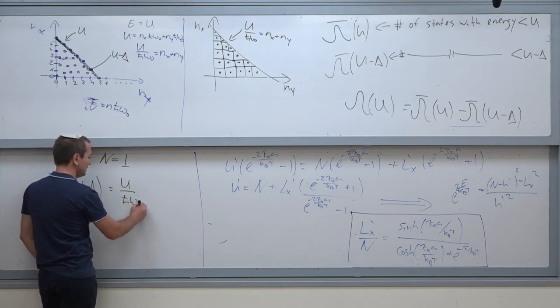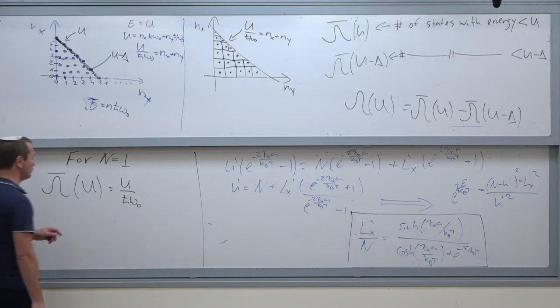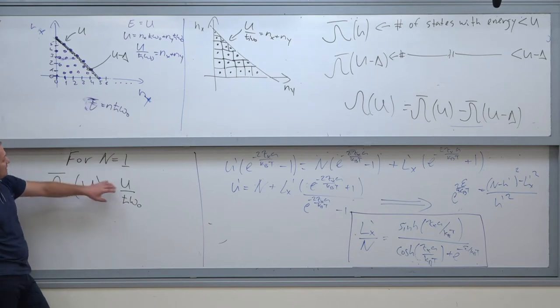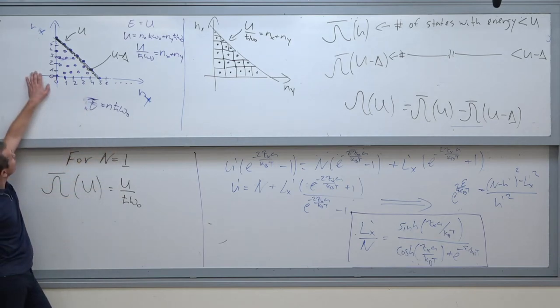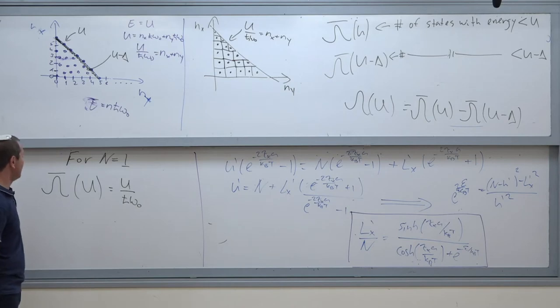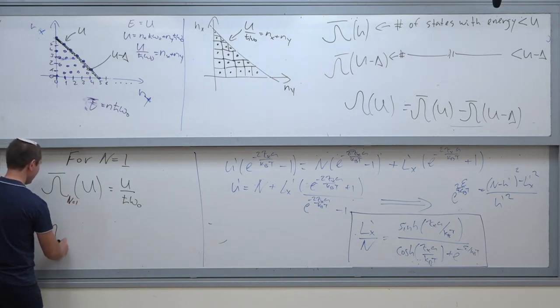It's simply u divided by h bar omega 0. I'm not including the state of u; I'm including only the states that are smaller than u. And the number of states is the maximal nx that I can get, which is u divided by h bar omega 0. All right. But that is for n equals 1. I want to compute omega for general n.